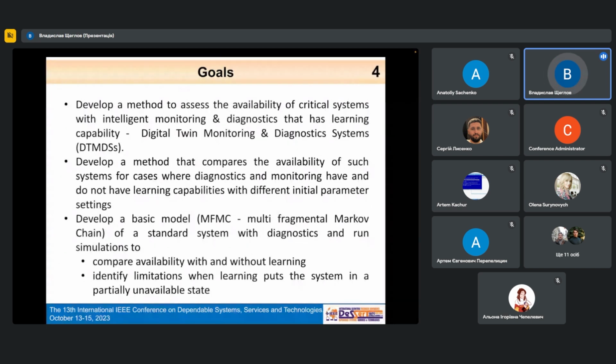So our goals are to develop a method to assess availability of critical systems with intelligent monitoring and diagnostics that have this learning capability. Also, we need a method that compares availability of such systems when diagnostics have a learning capability and when they don't. And finally, we need to develop our basic model that will be used for our use case for simulations and modeling to test our hypothesis and test the behavior of such systems.